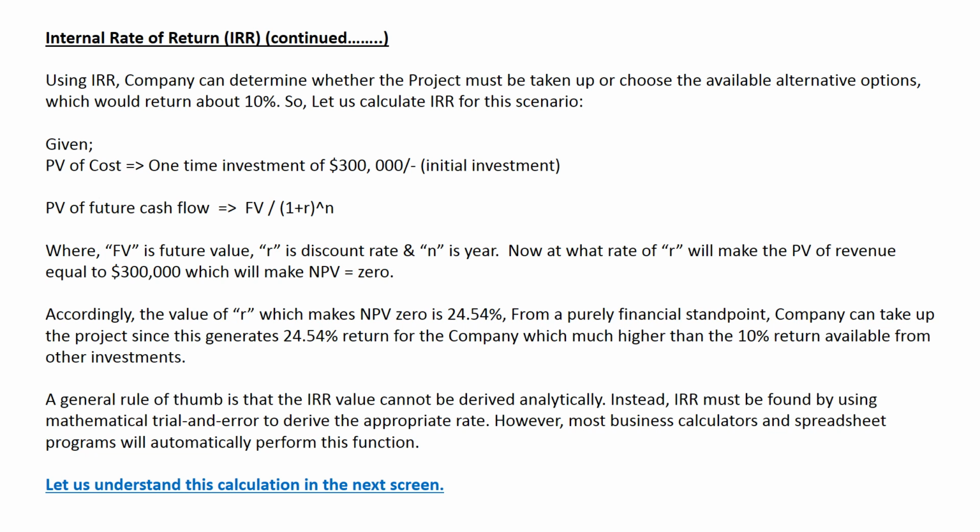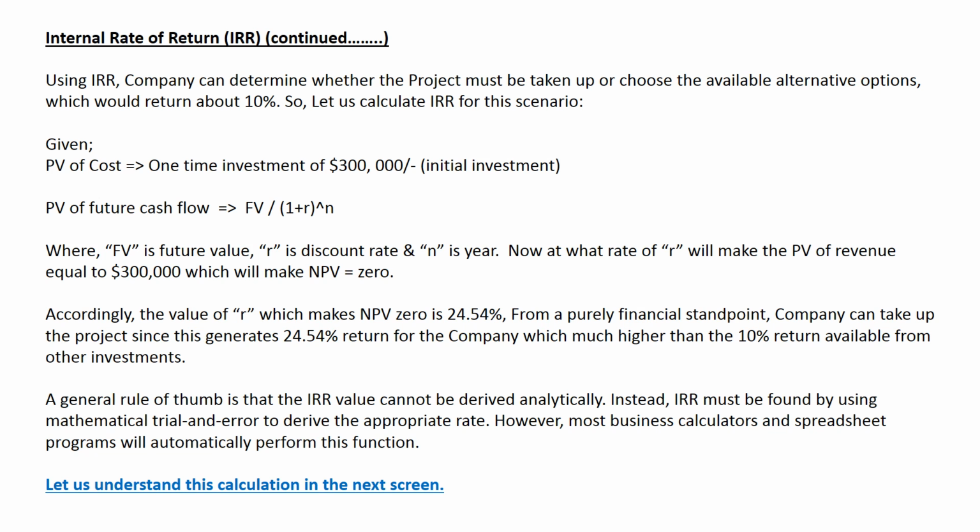Given, the present value of the cost is $3 lakhs, which is one-time investment, and the present value of the future cash flow can be calculated using the formula FV by 1 plus R to the power of N, where FV is the future value, R is the discount rate, and N is year. Now at what rate of R will make the PV of revenue equal to $3 lakhs, which will make NPV equal to 0? Accordingly, the value of R which makes NPV 0 is 24.54%.